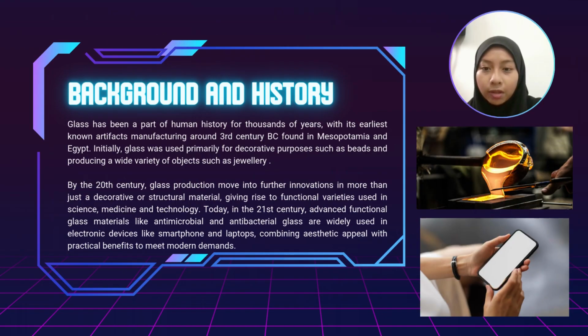I will talk about the background and history of glass. Glass has been a part of human history for thousands of years. The earliest glass was found in Mesopotamia and Egypt in the 3rd century. Initially, glass was used primarily for decorative purposes such as beads and also jewelry. By the 20th century, glass production moved into further innovation and gave rise to functional varieties used in science, medicine, and technology. Today, in the 21st century, advanced functional glass materials like antimicrobial and antibacterial glass are widely used in electronic devices like smartphones and also laptops.